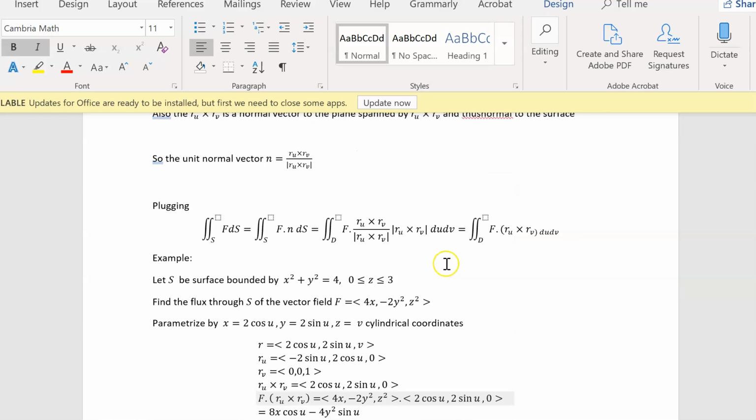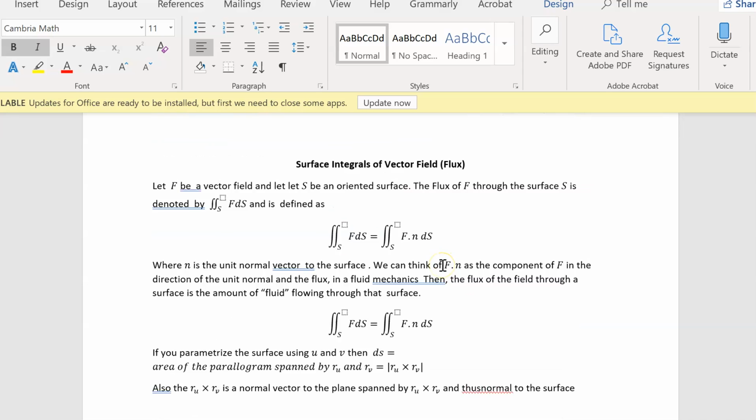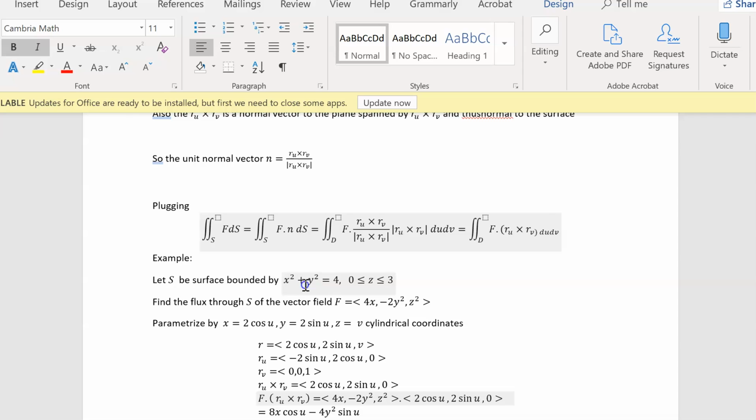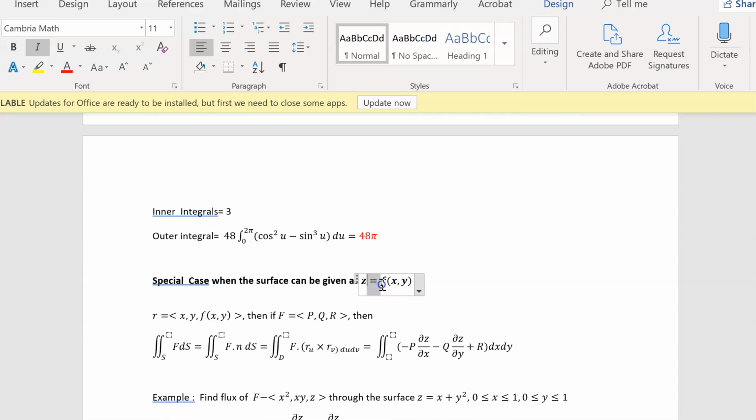Remember, in the previous one, the surface is not a function because it violates the vertical line test, because it's a cylinder, right? But sometimes you get a function. If you have a function, then things become a lot easier because we have an automatic parameterization of the surface as x, y, f of x, y. We learned that when we did parameterized surfaces.